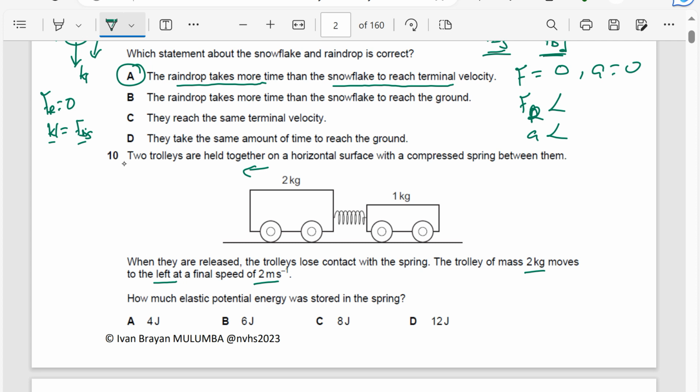So first of all, let's begin by conservation of momentum. We know that momentum is mass times velocity. By conservation of momentum, initially they were held together and they were initially at rest. The trolleys are held together on a horizontal surface with a compressed spring between them.